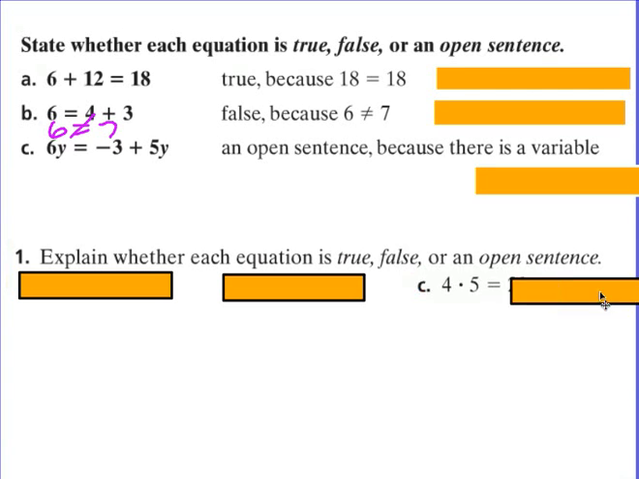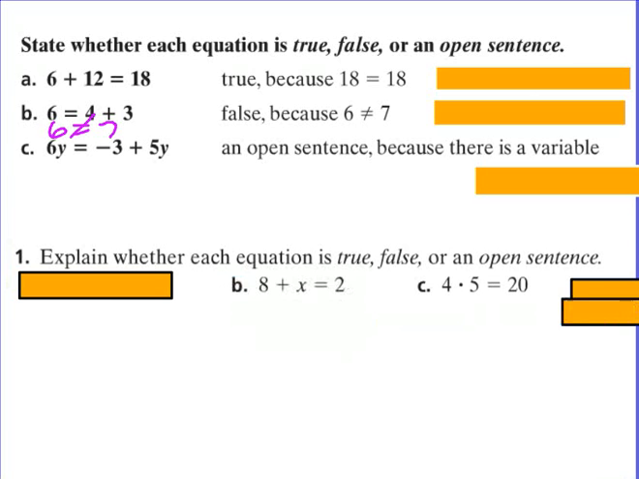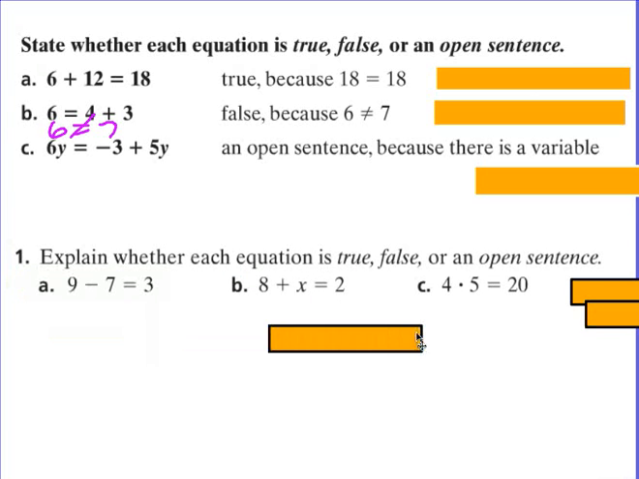Now, I would like for you to practice A, B, and C. For A, B, and C, you're going to copy the problem down and state underneath whether it's true, false, or open, and then get it checked by your teacher. Pause the movie now so that you can do A, B, C, and get them checked by your teacher.